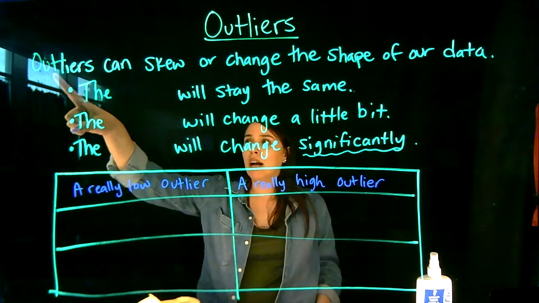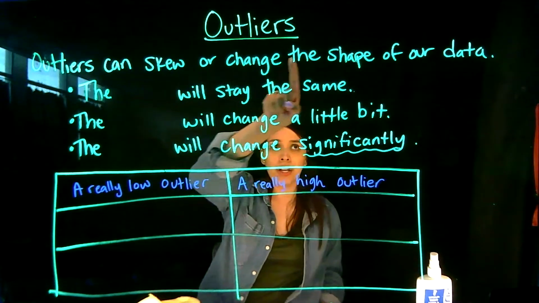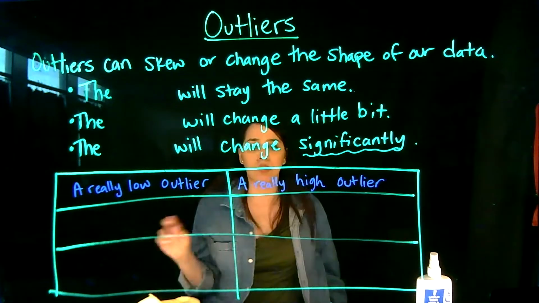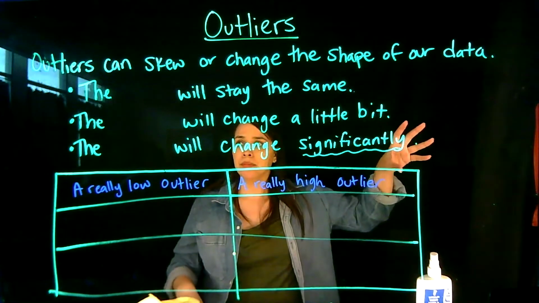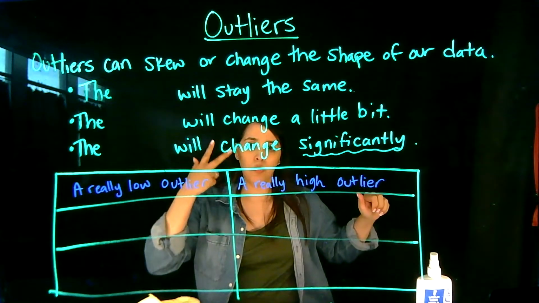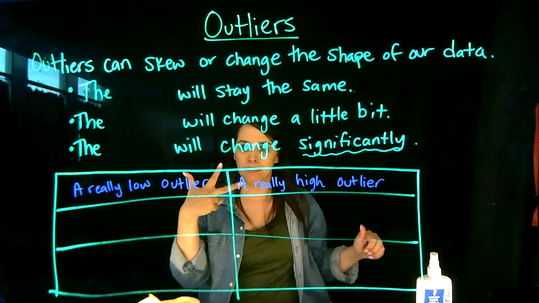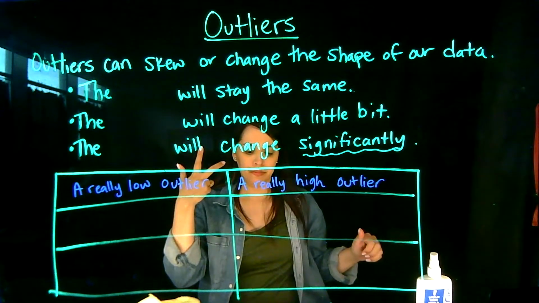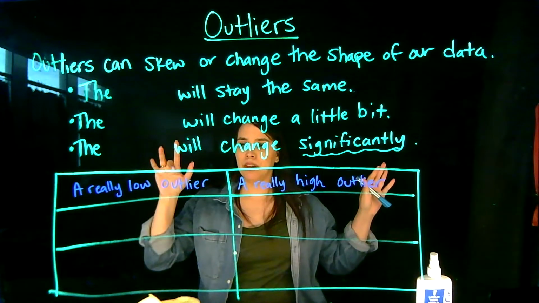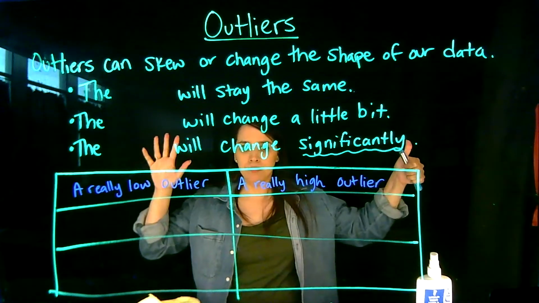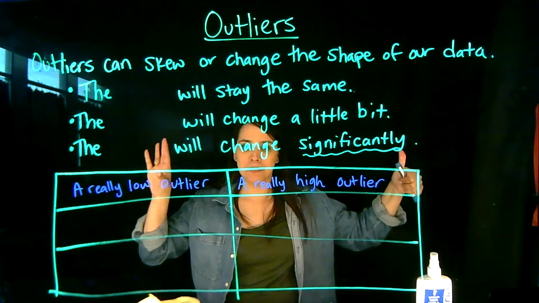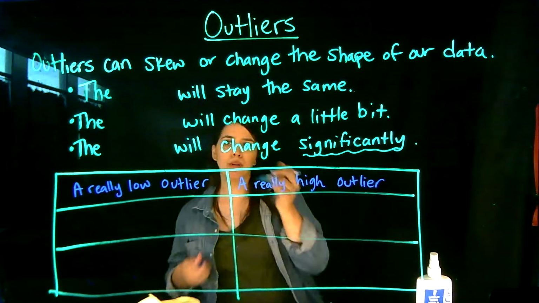So let's start. Outliers can skew or change the shape of your data. You should have written that already. Outliers can skew or change the shape of your data. So if you think about an outlier, something is going to stay the same in terms of mode, mean, and median. Which one do you guys think is going to stay the same? Mode, mean, or median? Think about our sample. 1, 1, 1, 2, 2, 15. What do you think will not change? Go ahead. Yeah, the mode doesn't change.